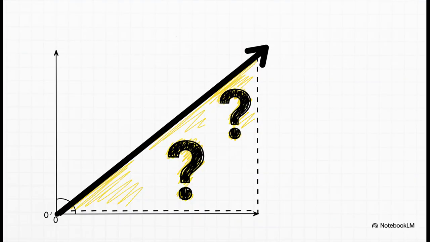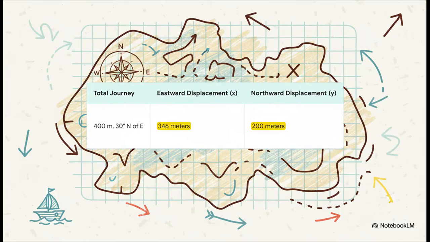Okay, theory is great, but let's make this real. Let's say a person walks 400 meters at a 30-degree angle, kind of northeast. So the real question is, how far east did they actually travel, and how far north did they actually go? And when we run the numbers, boom, there's our answer. That single 400-meter diagonal walk is the exact same thing as walking 346 meters due east and then 200 meters due north.